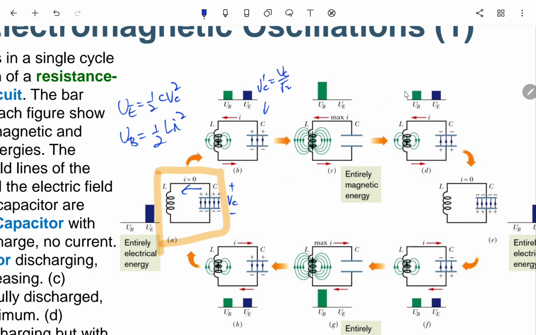Some moment later, we will have half of UB and half of UE for the total energy.